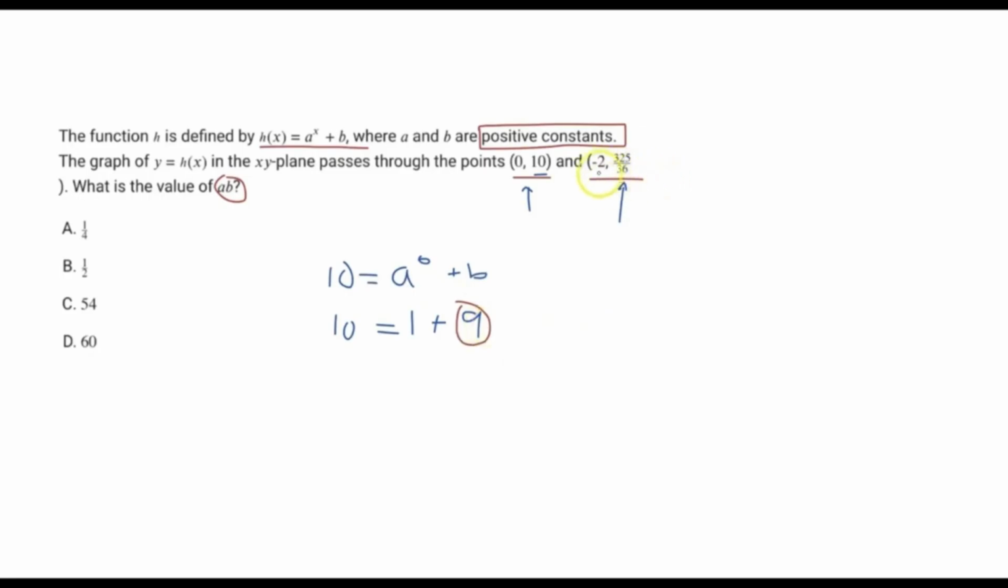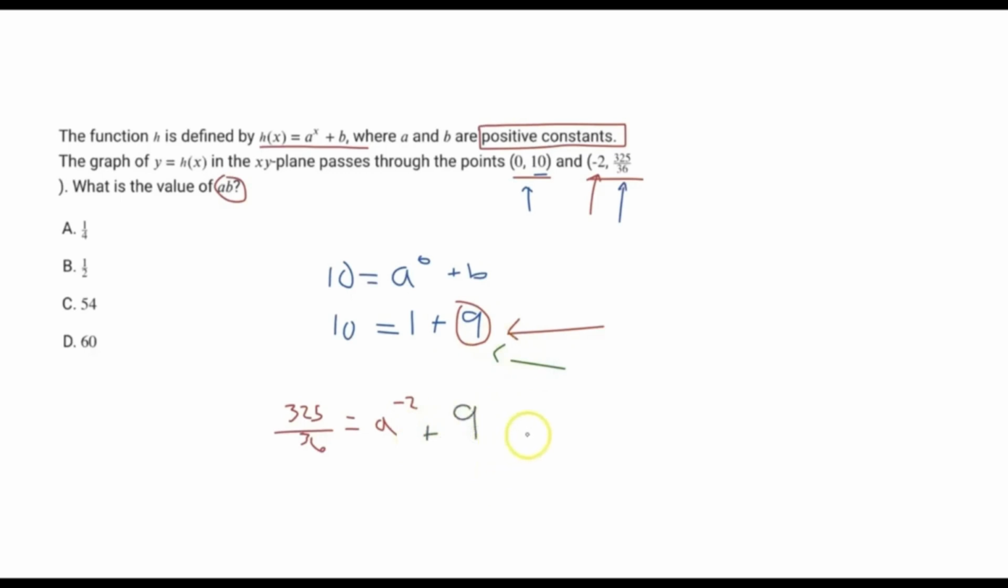So the second part here is -2, 325 over 36. So let's see what we can do here now that we know what the b value is. So we know the output is going to be 325 over 36. And we want to set this equivalent to just our general form a^x. So a, we don't know what that is. X here, in our case, right here it says it's -2. So -2. And we already found the b value from our previous journey up there. So that's going to be plus 9.